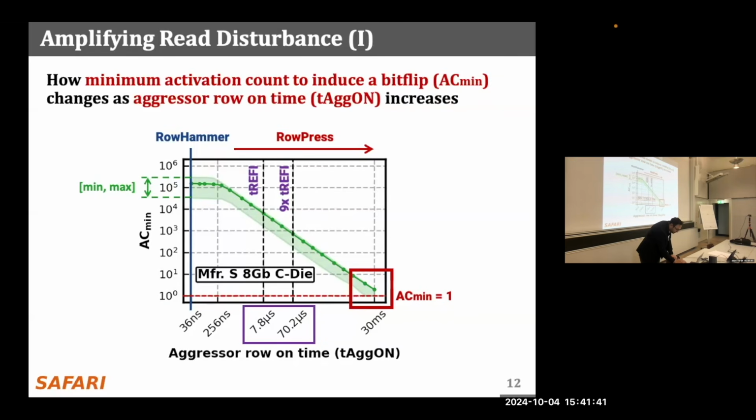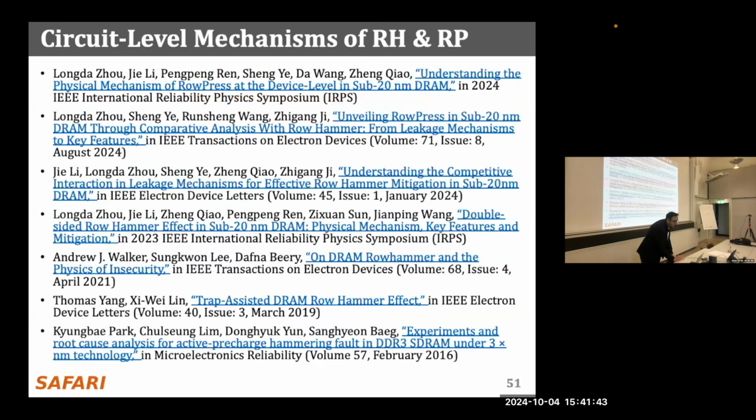Okay. Do you have other questions? Okay. So here's a list of papers, not to scare you, just to give you more data points or pointers that you can check. This is not very comprehensive, but I guess we have pretty much all the essential papers here that talk about the circuit level mechanisms that cause these read disturbance issues.